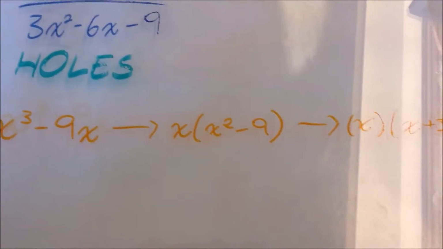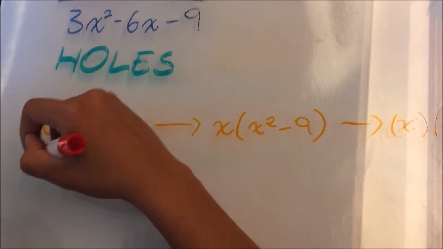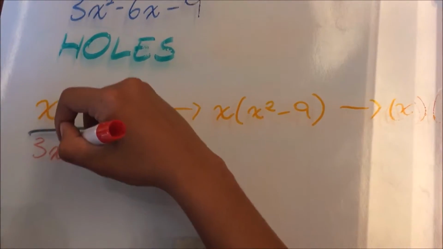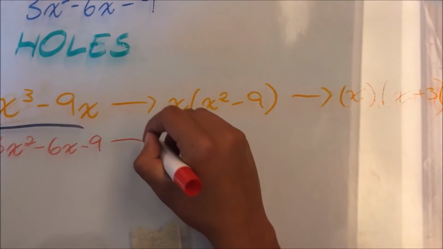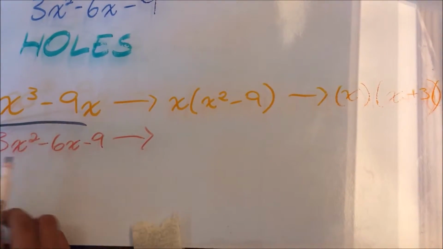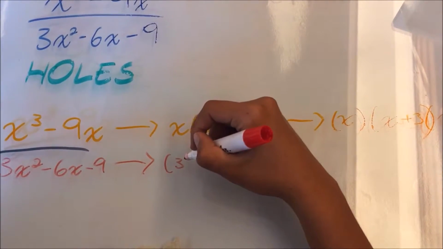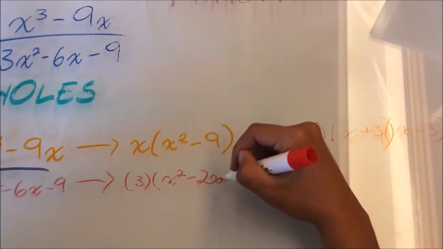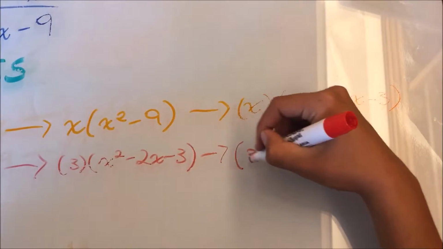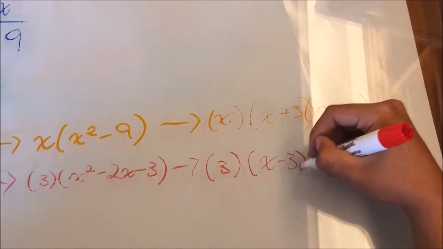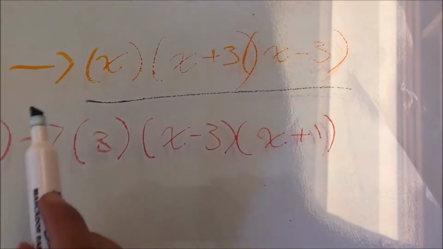So let's continue with the denominator. So we have 3x squared minus 6x minus 9. Here we can simplify, we can divide everything by 3. So we get 3 times x squared minus 2x minus 3. And we can factorize this. So we get 3 times x minus 3 times x plus 1. So in the end, we have this equation.